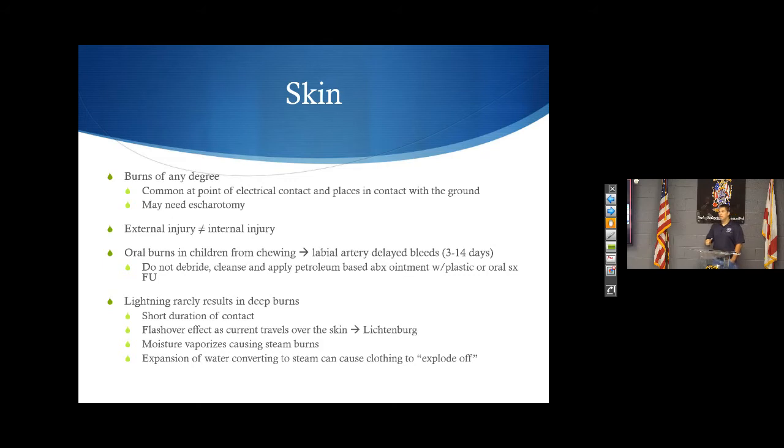Lightning rarely results in deep burns. I mean, it certainly can. Again, it's a short duration of contact. You get this flashover effect where it travels over the skin, and you get this Lichtenberg pattern that you'll see on the skin. I've got a picture of it in a second. Moisture in the area can vaporize rapidly, resulting in steam burns. The expansion of the water converting to steam can cause clothing to essentially explode off. The moisture on your skin could be enough to do that.